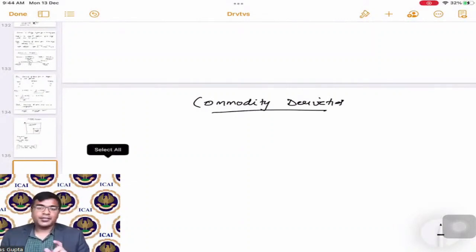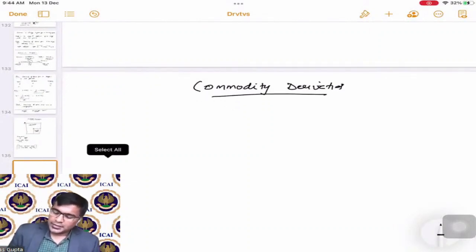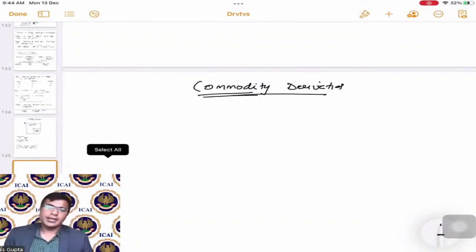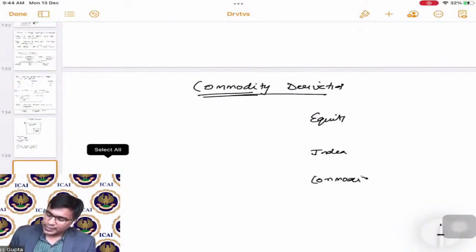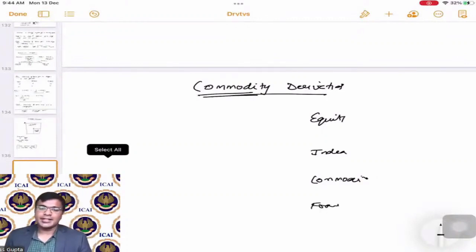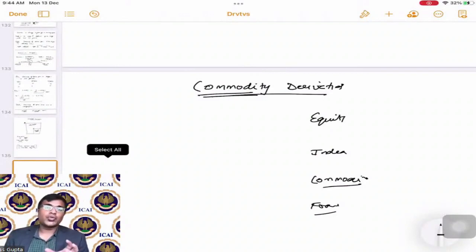Now, in the first session of derivatives, we studied that there can be different types of underlying, correct? What were those? Equity share, index, and then commodity, which we mentioned in one of the cases, and there is forex also. These 4 types of underlying we said. For commodity, there was one question that we have also solved, for the rice trader, if you remember.